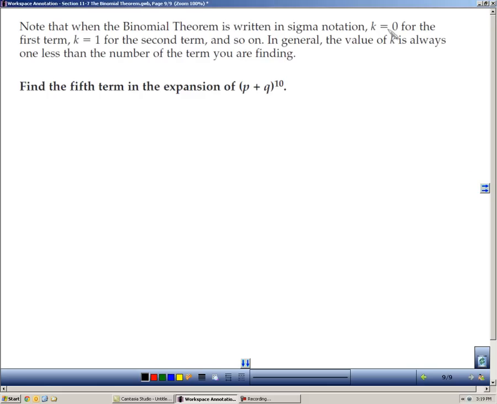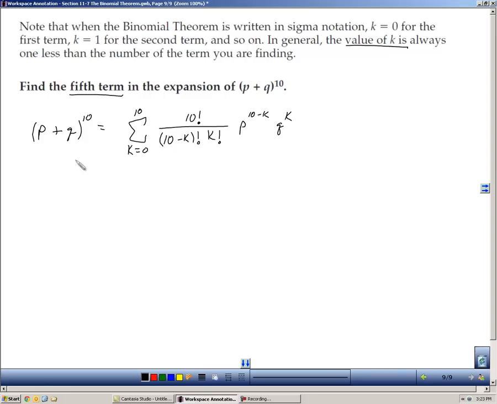Here we're told that the k value is always going to be 1 less than the number of the term that you're finding. So if we're asked to find the 5th term of this binomial expansion, then that means we are going to use a k value of 1 less than that, which is going to be 4. So I'm going to write out my sigma notation for p plus q to the 10th power. So this is what it looks like for the 10th power, but I'm looking for the 5th term now. And because I'm looking for the 5th term, k is going to be one value less than that. So k is going to be a 4.